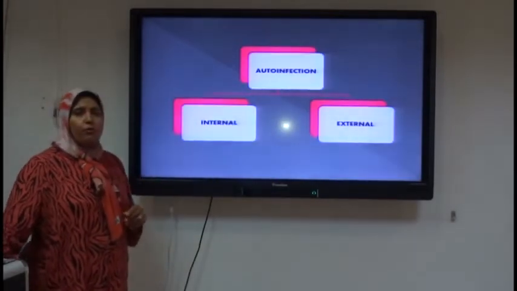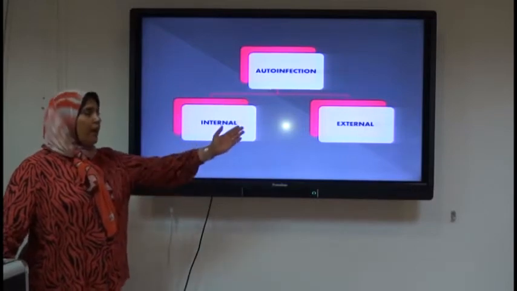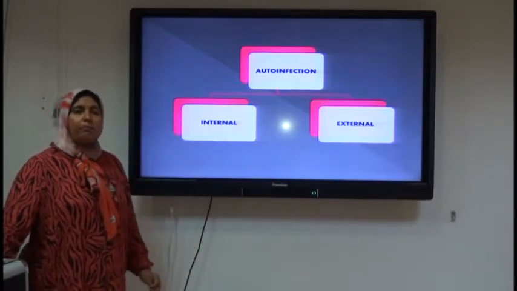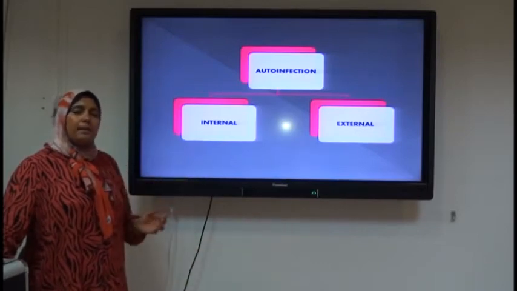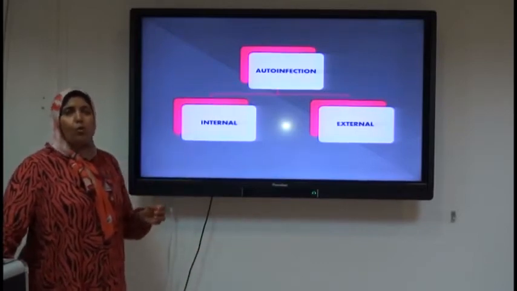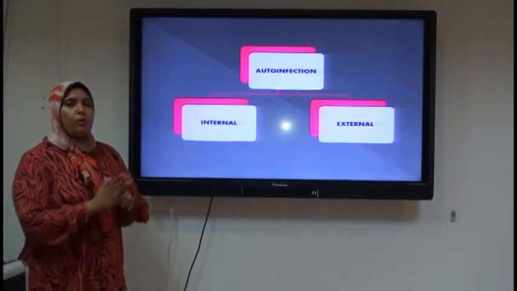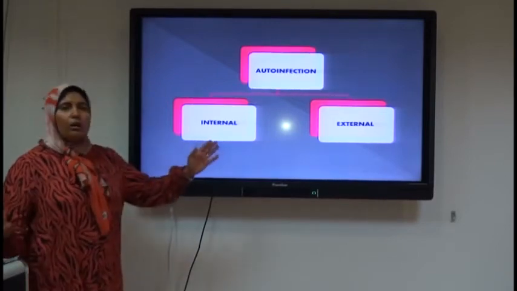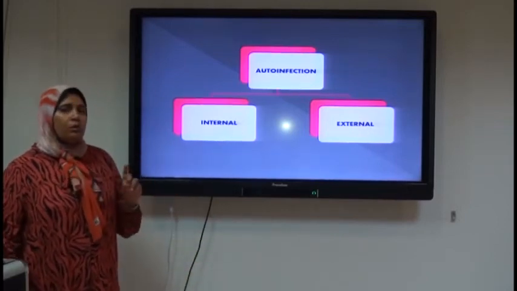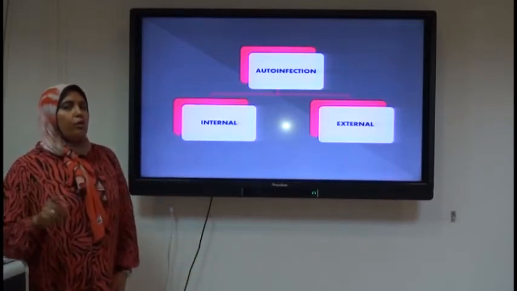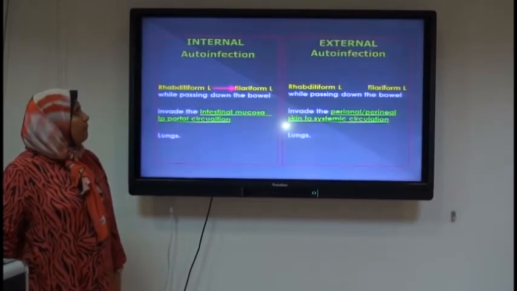What are the types of autoinfection that could happen? We have internal autoinfection and external autoinfection. And please don't be deceived that external autoinfection means that the rhabditiform larvae will go down to the soil to mature. No, we'll know now. Why did we call it internal and external autoinfection? Although soil is not needed for the development.